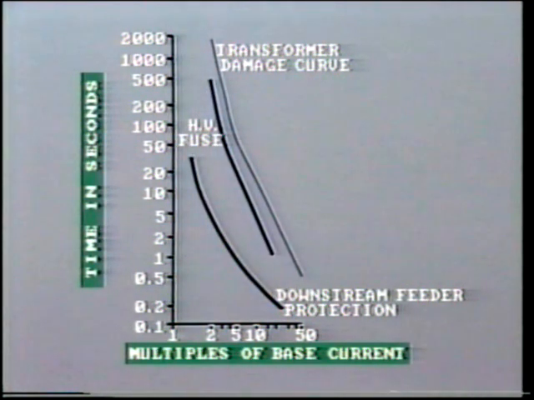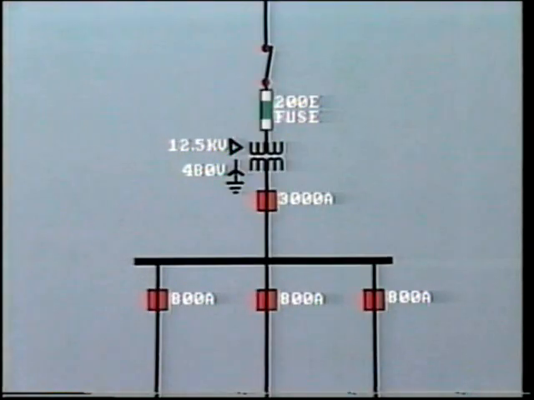For any particular overcurrent value, this relay or fuse is slower in operation than the downstream feeder protection, but both operate in good time before the transformer thermal limit is reached. Let's look at a few typical arrangements.